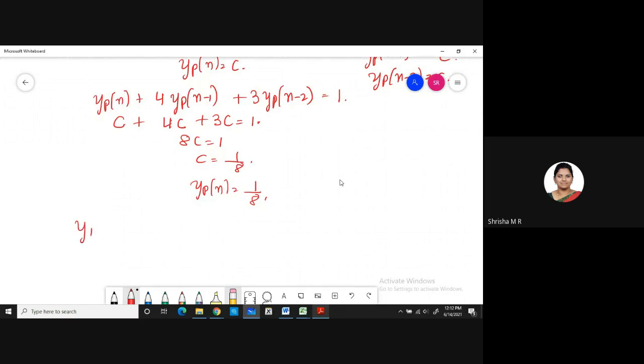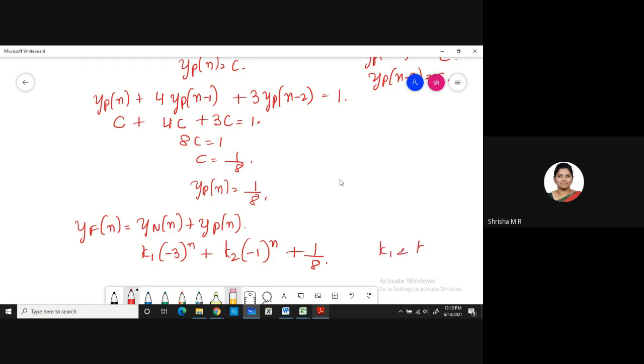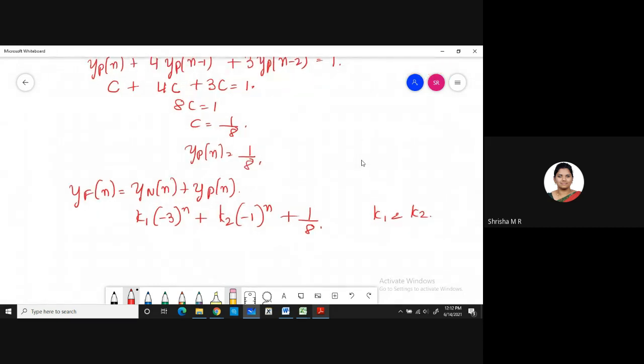The forced response yf of n is the summation of the natural response plus the particular response yp of n. The natural response we have is k1 into minus 3 to the power of n plus k2 into minus 1 to the power of n, plus 1 by 8. Now you have to find the constants k1 and k2 by assuming zero initial conditions. You have to equate it to 0. So this is yf of n.